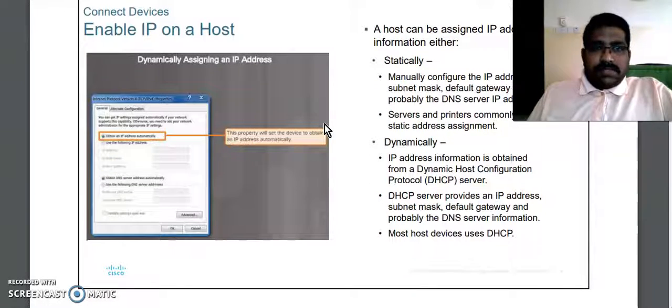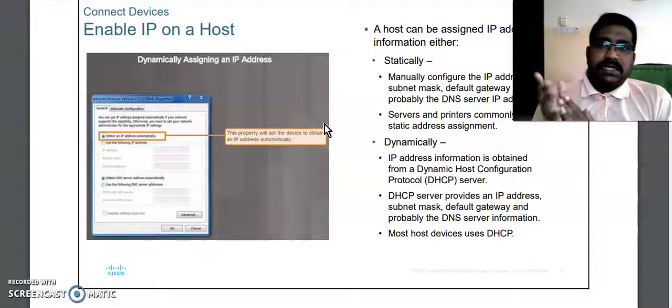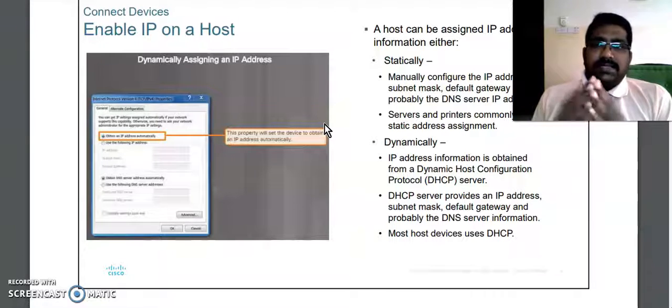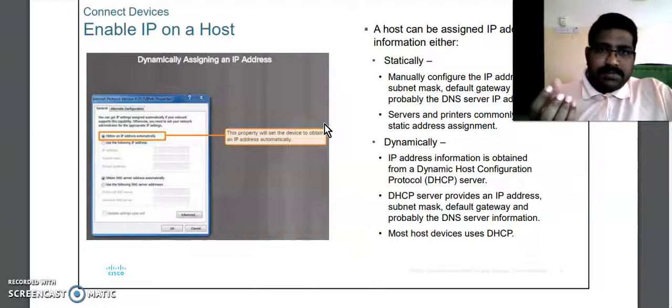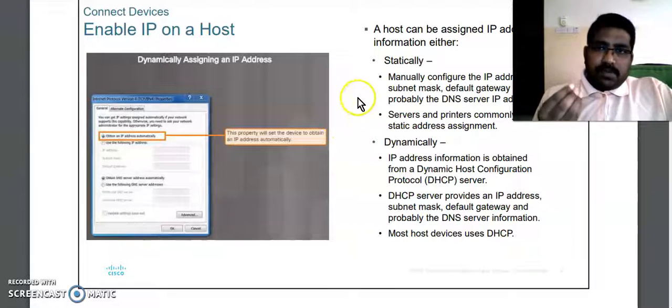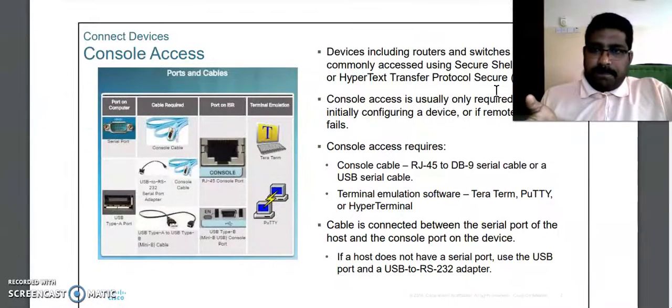Now IP address. The IP address is very important for each host, each end device, each device in the network. So an IP address can be assigned in 2 ways. One is the static method, another is the dynamic method. Static method means the administrator will configure the IP address manually. Dynamic method means we will use the DHCP server, or the DHCP protocol, to configure the IP address automatically on the devices.